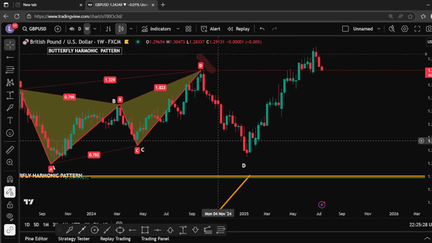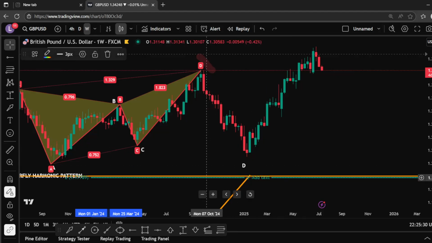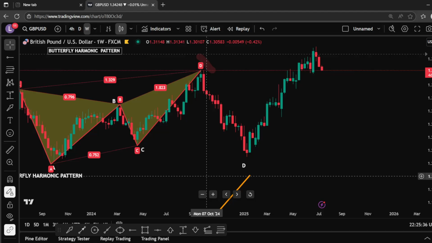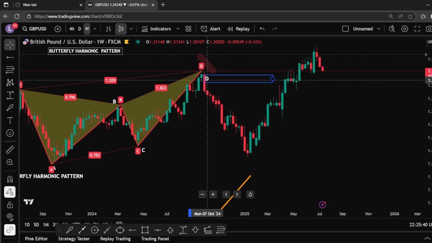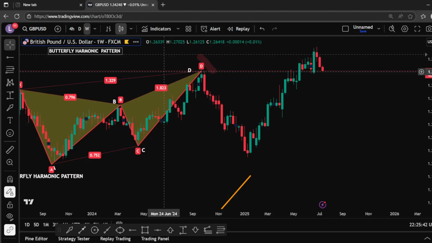Okay, so I'm gonna delete this. We don't need this. I'll delete that. I don't want too many lines on the chart. Sorry, so this was the D completion right there. I forgot to use that.